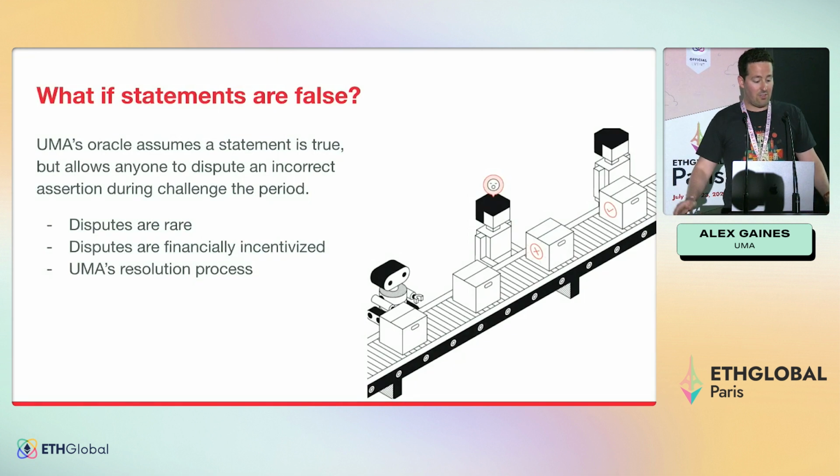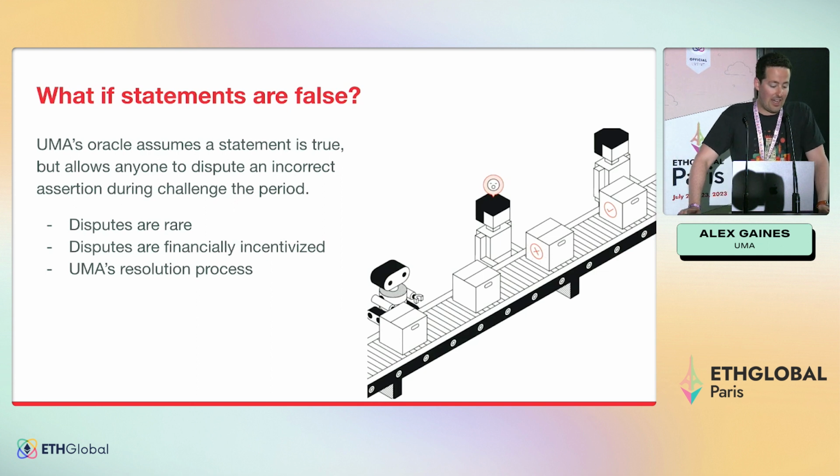So like I said, UMA's oracle assumes a statement is true, but allows anyone to dispute if it's incorrect during that challenge window. Disputes are really rare. We've seen maybe one dispute out of every few hundred markets, and that's because disputes are financially incentivized. When you're making an assertion, you have to post a bond. And if you're wrong, when someone challenges that, you lose your bond. So it's very costly to make inaccurate or bad data in your assertion.